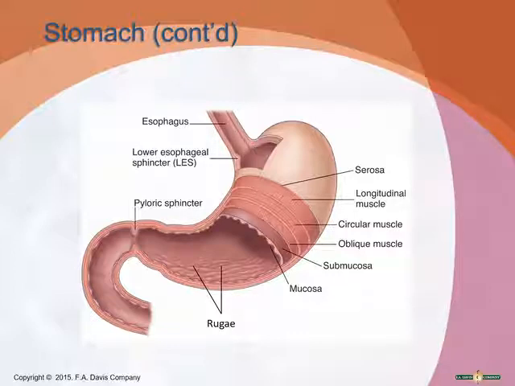That extra layer allows the stomach to contract and churn vigorously as it processes the food. When the stomach is empty, the mucosa and submucosa wrinkle into folds called rugae, R-U-G-A-E. This allows the stomach to shrink down, and then it allows it to expand when it fills with food.